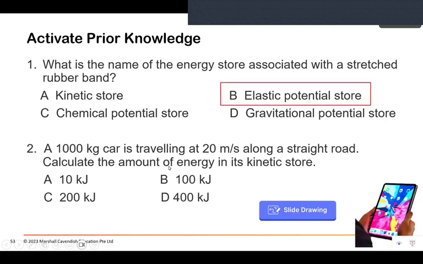Okay, next, we have a 1000 kg car traveling at 20 meters per second along a straight road. Calculate the amount of energy in its kinetic store. So we know that whenever we calculate the kinetic store, we use the formula half times mass times velocity squared. So for this question, it will be half times 1000 times 20 squared. You should be able to get the answer of 200 kilojoules.